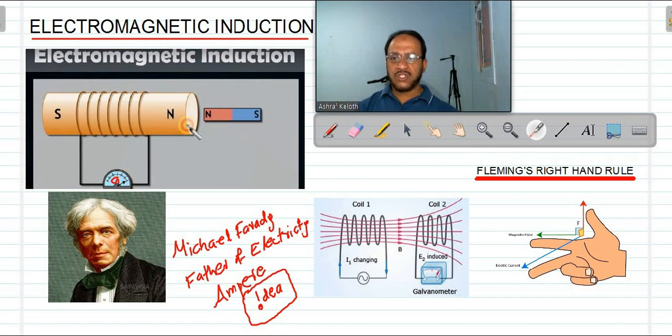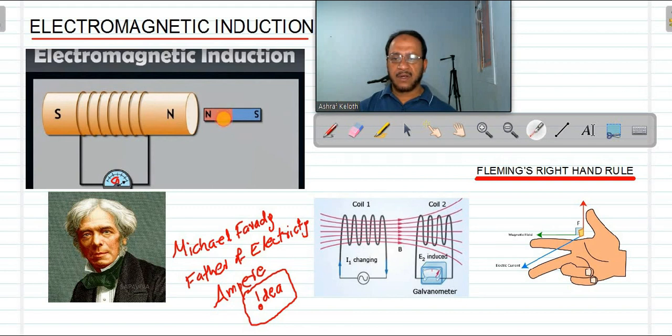When the magnet was stationary inside, the needle came back to zero. Again, when he was withdrawing the magnet out of the coil, the needle deflected in the opposite direction. If you keep the magnet inside the coil stationary, no deflection, no current is produced. But if you keep on moving the magnet, you can see the needle deflecting in either direction, depending on the direction of motion of the magnet.